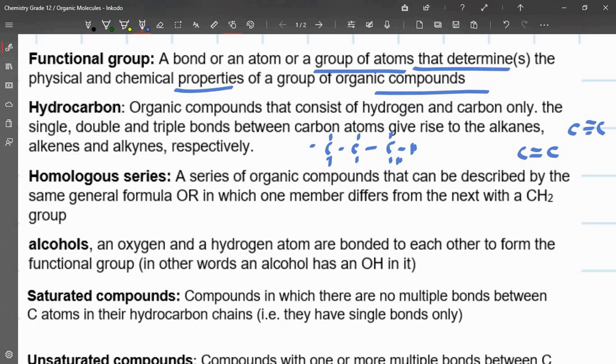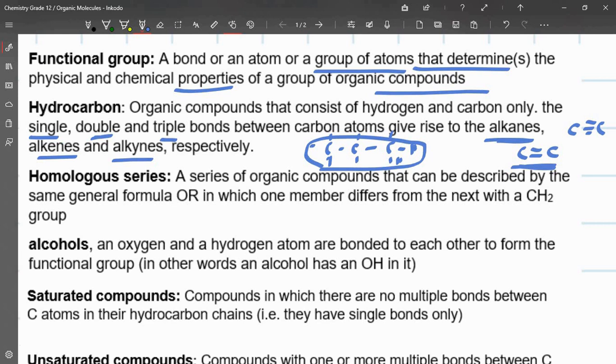So these hydrocarbons can have single, double, or triple bonds. Anything with only single bonds is called an alkane. So this is an alkane. If you see something with a double bond, that's called an alkene, and a triple bond is an alkyne. Just names for when you have different types of bonds, right?